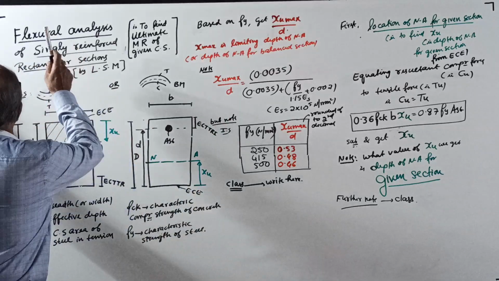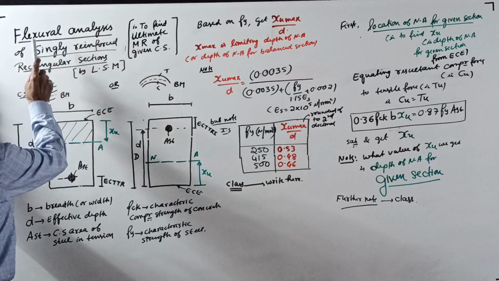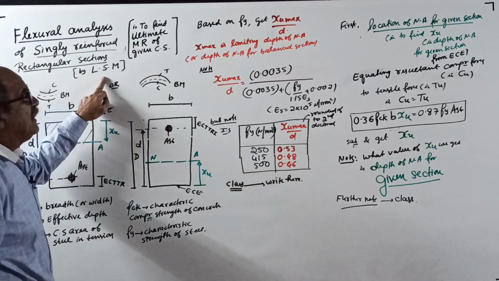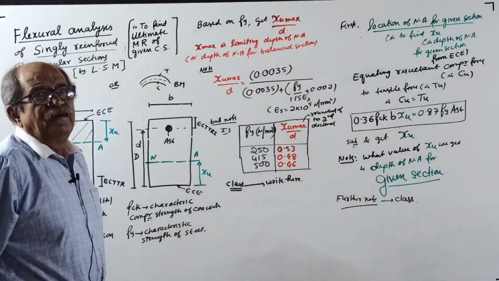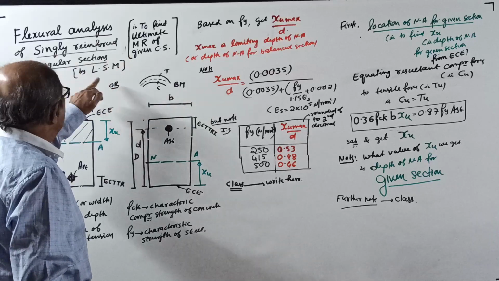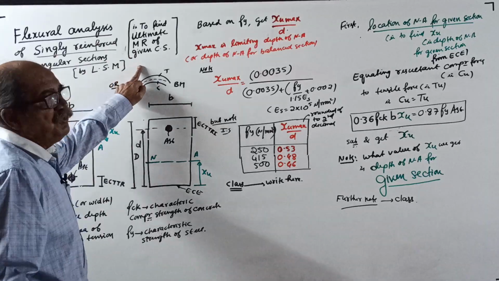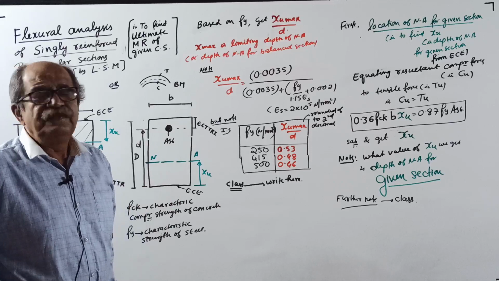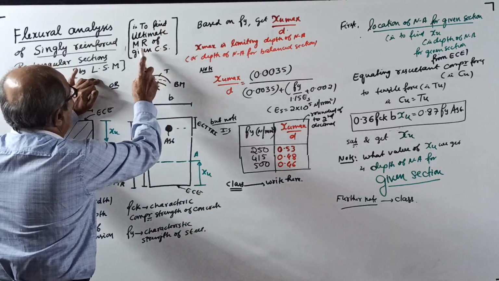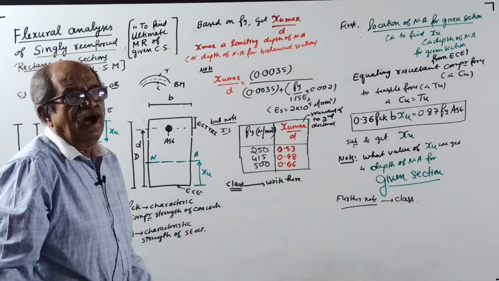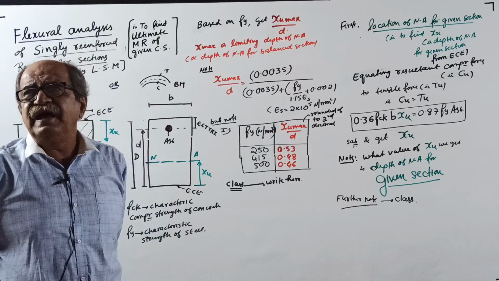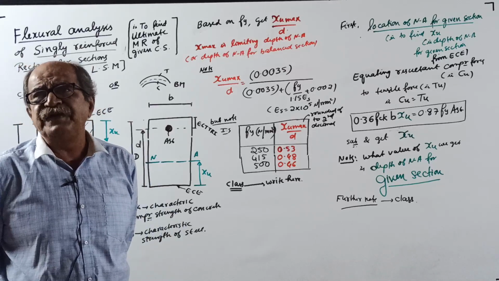See the heading: flexural analysis of singly reinforced rectangular section by limit state method. Remember, flexural analysis is for a given cross section. Therefore, it actually means finding the ultimate MR of the given cross section. Ultimate MR is, you can write if you want, the maximum factored BM the cross section can resist.